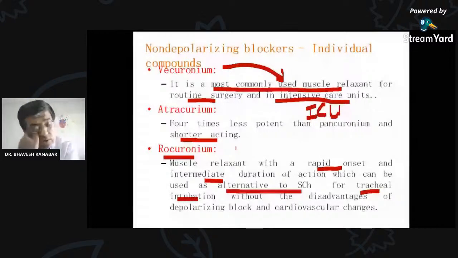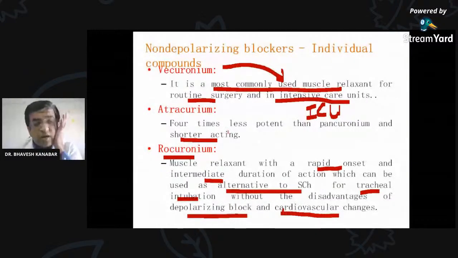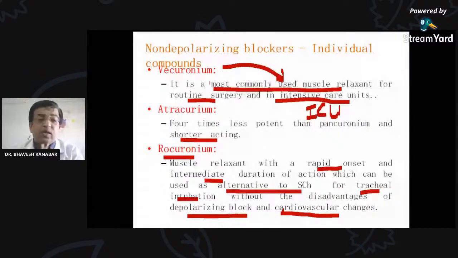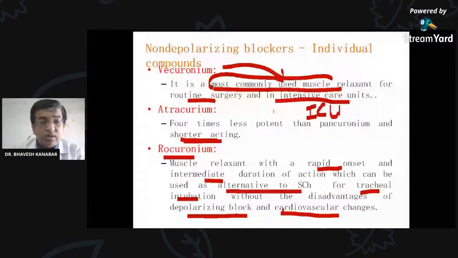It is also shorter acting, without the disadvantage of depolarizing block or cardiovascular changes. So again, I repeat this slide. Rocuronium is used in ICU and for routine surgery. Most commonly, remember, this is the most commonly used skeletal muscle relaxant for routine surgery. Atracurium is short acting. Rocuronium is an alternative to succinylcholine regarding depolarizing block and cardiovascular changes. So try to remember this.